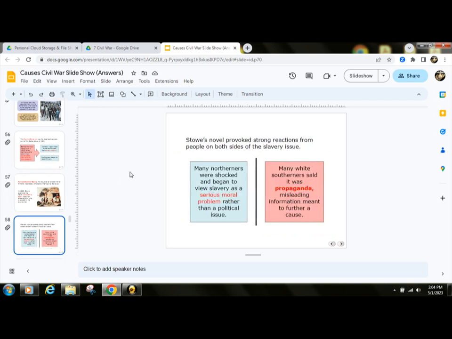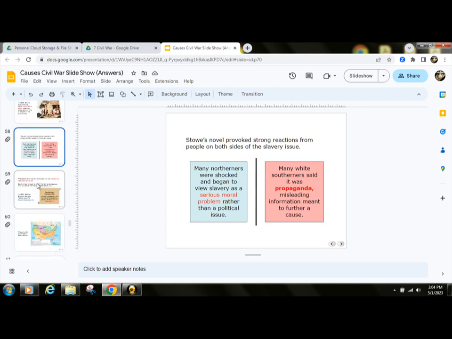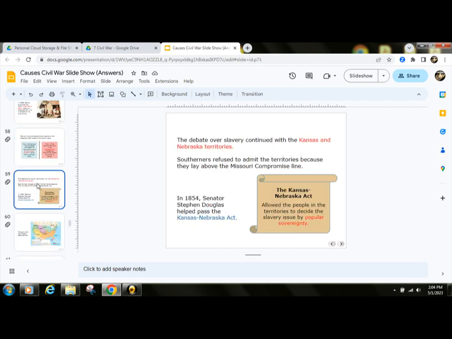Stowe's novel provoked strong reactions from people on both sides of the slavery issue. Most Northerners were shocked and began to view slavery as a serious moral problem rather than a political issue, whereas many white Southerners said it was propaganda, misleading information meant to further a cause. So the South said that this wasn't true.